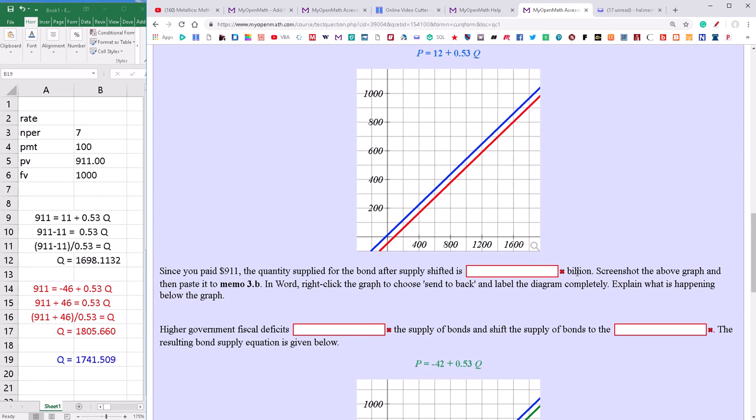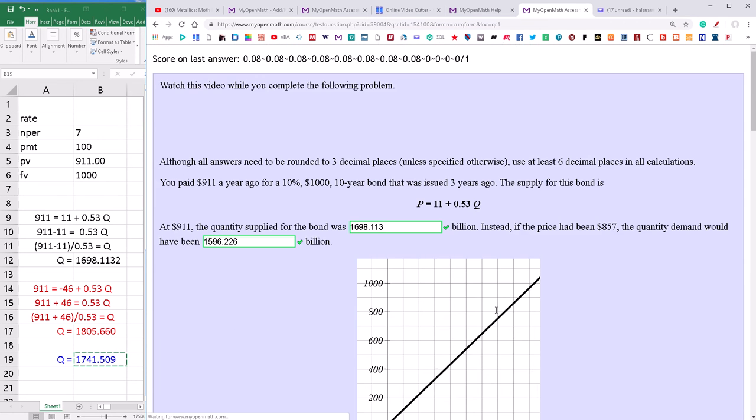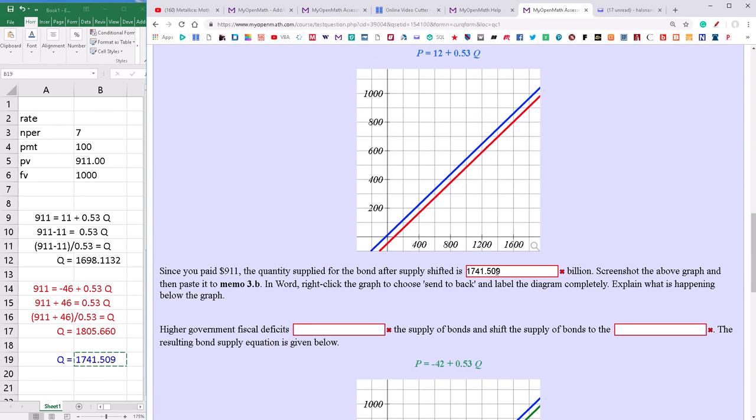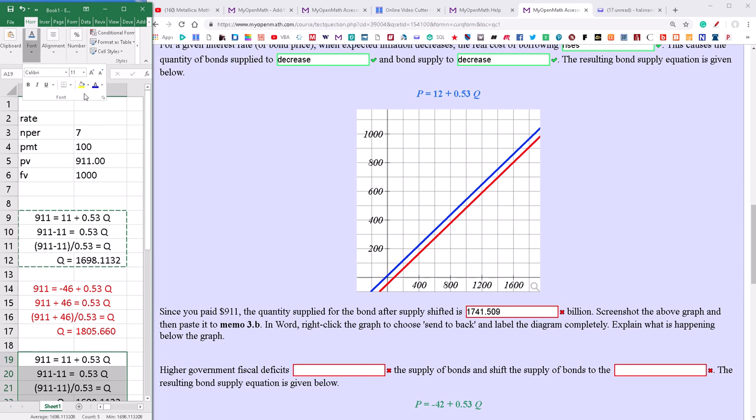Since you paid $911, the quantity supplied for the bond after the supply shifted, we calculated over here, right? We already calculated that, so that's just right there. So it looks, okay, we made a mistake, and I see where we made the mistake. It's right here. Let's copy this, paste it down here, then change it to blue. I made a horrible mistake here, and I'll show you what I did wrong.